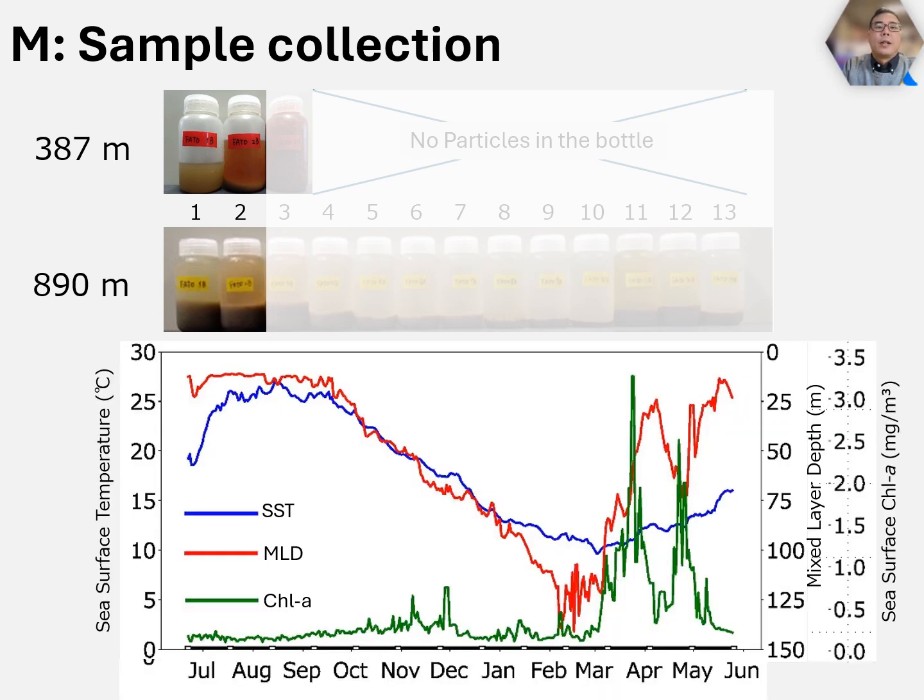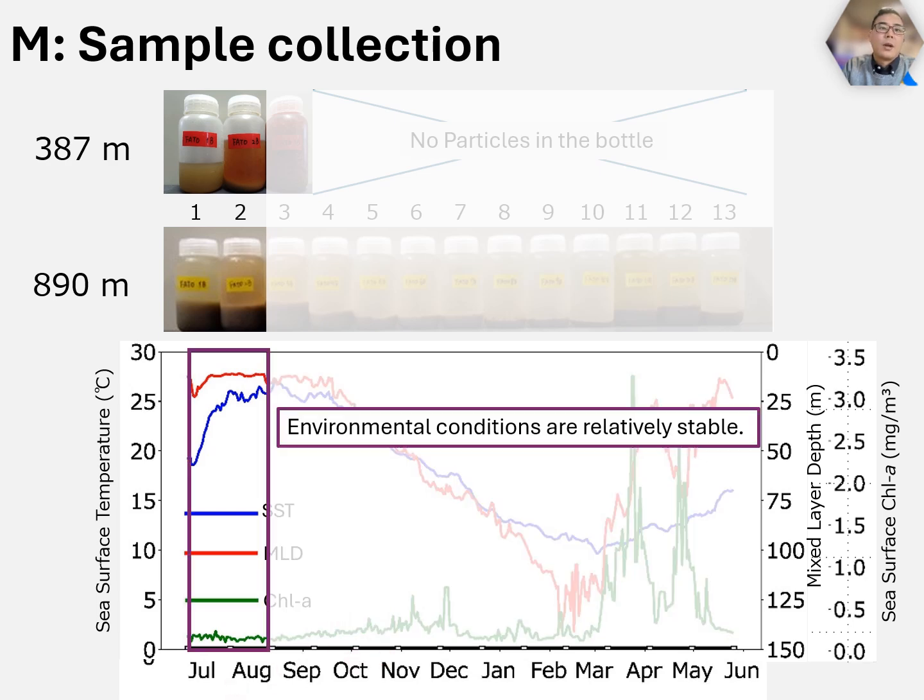The environments during the mooring period are like this. The blue, red, and green lines indicate sea surface temperature, mixed layer depth, and sea surface chlorophyll concentration respectively. When we focus on the first two bottle periods, the environmental conditions were relatively stable. The surface chlorophyll concentration was low, MLD was shallow, and SST was relatively high.